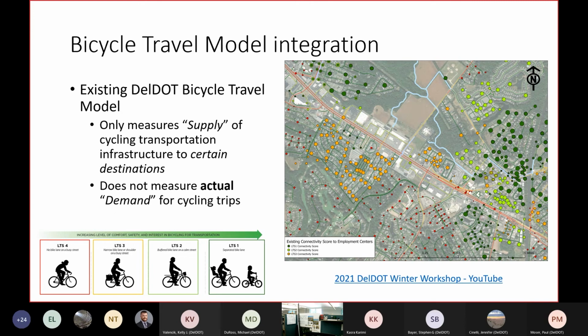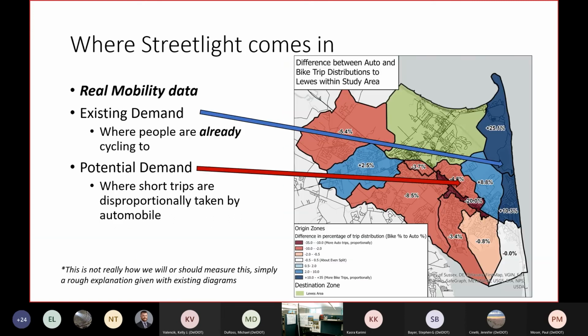Or I guess more of an entice than a push. So right now with our modeling, we're looking at supply. Streetlight gives us the real mobility data to look at where there's existing cycling demand. So where are people already cycling?